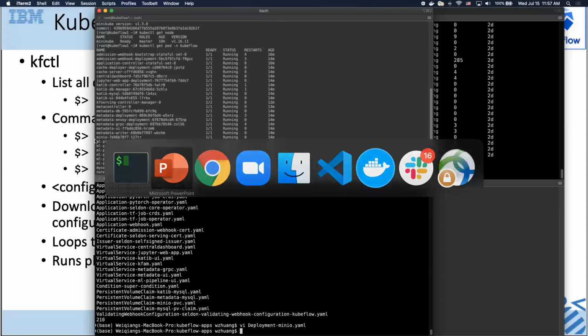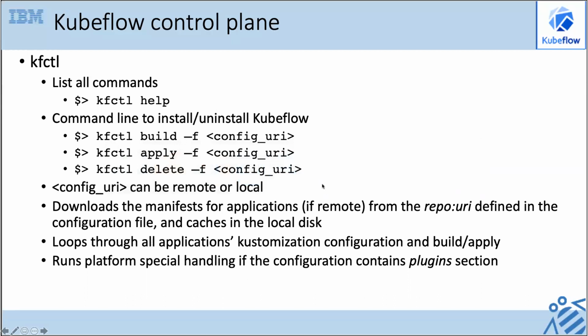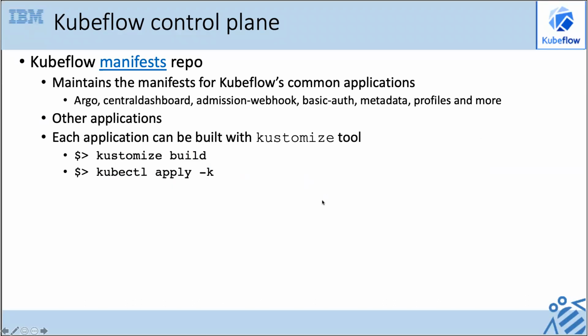So okay, I think next one is the manifest repo. Okay, I think I'm running late. I have to go a little bit faster. So the manifest repo maintains the manifests of Kubeflow's common applications. We have Argo, central dashboard, and all these components. And there are also other applications. It's already shown that you can use customized view. And if you want to deploy to the Kubernetes cluster, you can run kubectl apply -k.